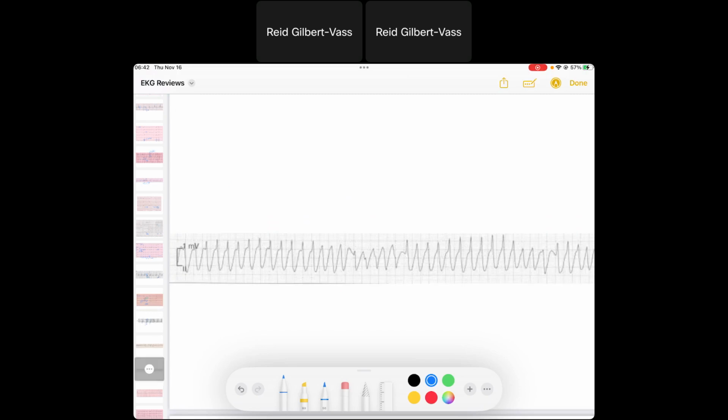So here we've got a wide complex tachycardia. It is polymorphic in the sense that it doesn't stay the same. And if you notice, it kind of gets larger in amplitude and then smaller in amplitude, and then larger in amplitude and smaller in amplitude. And so this is a polymorphic ventricular tachycardia, or it could be torsades. And so this is just a specific type of polymorphic VTAC.